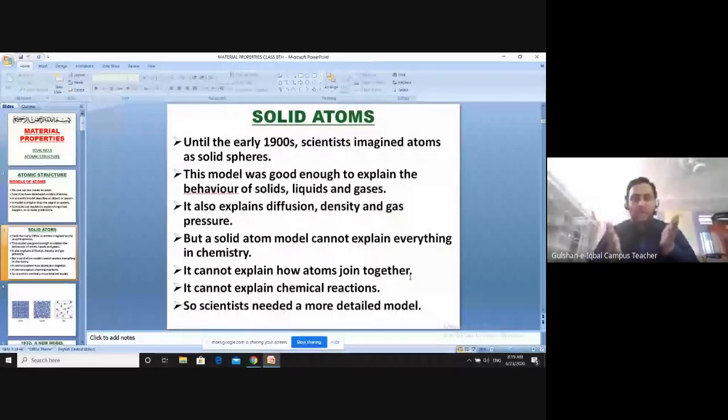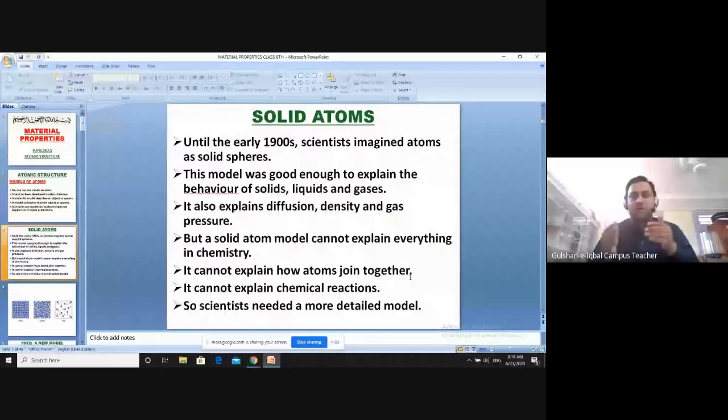So it explained that in solids, the atoms will be very close to one another. In liquid, the particles will be a little bit farther from one another, and in gases, the particles will be even farther from one another. So this model basically explains the behavior of solid, liquid, and gases.